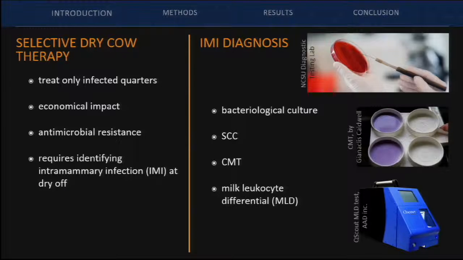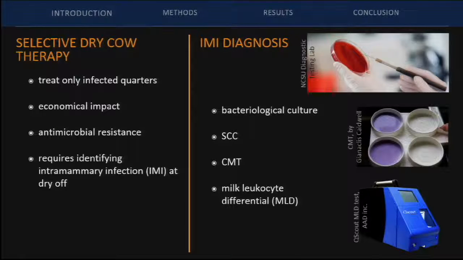It does, however, require identifying which quarters or which cows are infected. And the diagnosis of intramammary infection is, as presented previously, bacteriological culture. Even though it is an extensive and expensive test to do, there is actual research on farm cultures. However, not every farm or clinic has the ability to do that testing. And some research was presented on somatic cell counts and CMT tests as an approach for selective dry cow therapy.